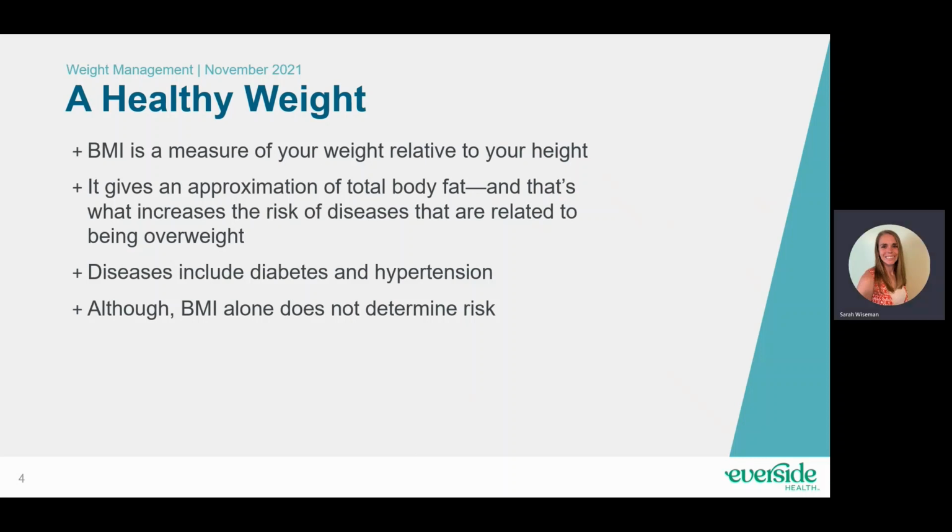So often when we think about weight and we go into the doctor's office, they often take our height and weight and then calculate our BMI. The BMI is a measure of our weight relative to our height. It gives an approximation of total body fat, and that's what increases the risk of diseases that are related to being overweight. Diseases include diabetes and hypertension, but BMI alone does not determine risk because it's not a great estimate of what our body fat is.